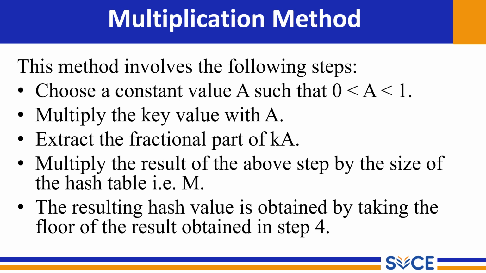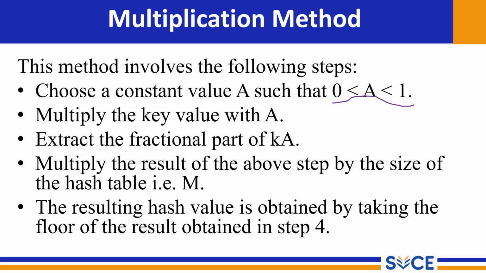Next we are going to see the multiplication method. In this multiplication method, we have to choose some constant value. These are the steps. First, we have to choose some constant value, for example, 0 < A < 1. So this is what we have to follow.